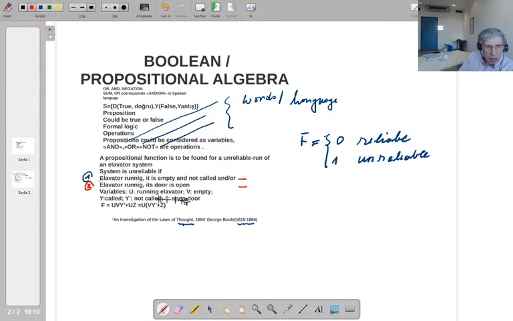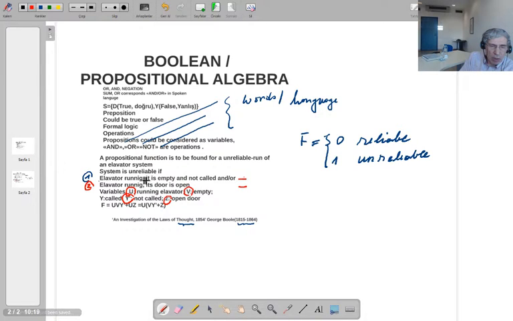So how many variables do we have now? We've got U, elevator running. We've got V, elevator empty. We've got Y prime, elevator is not called. And we've got Z. So altogether we've got 4 variables, isn't it? So my function is going to be a function of these variables. So I determined now my Boolean function variables.